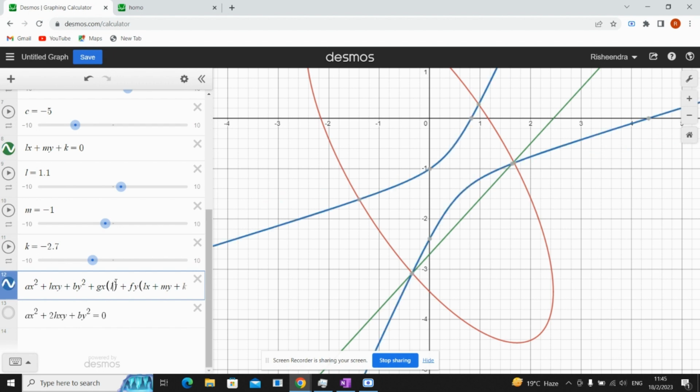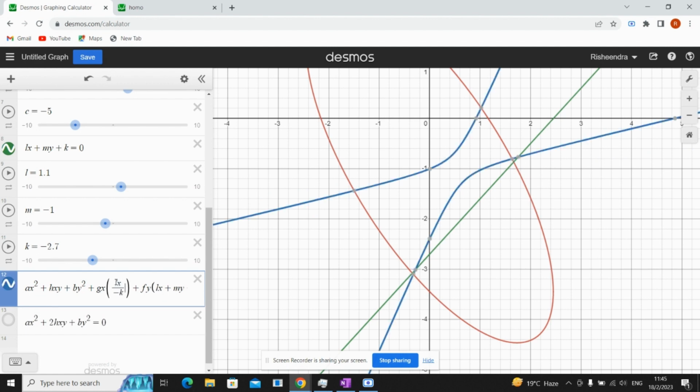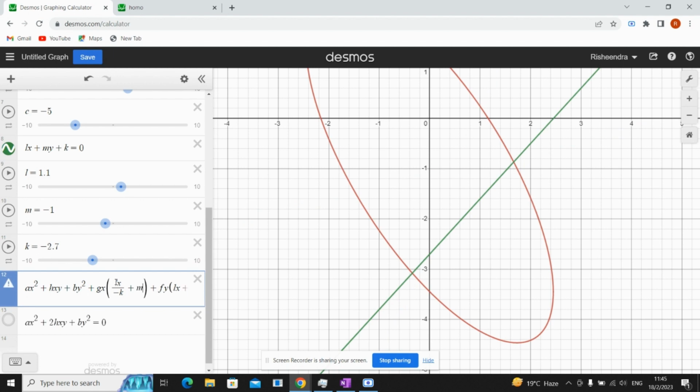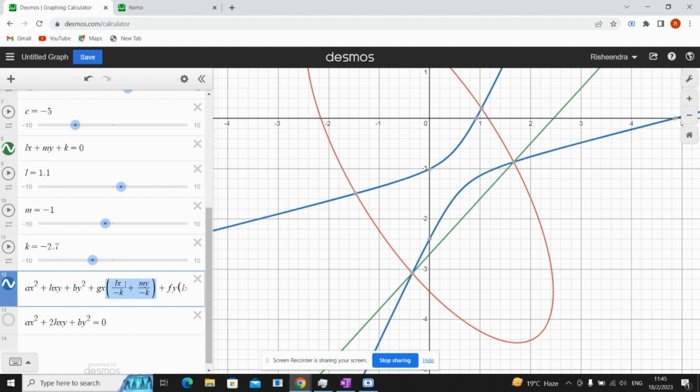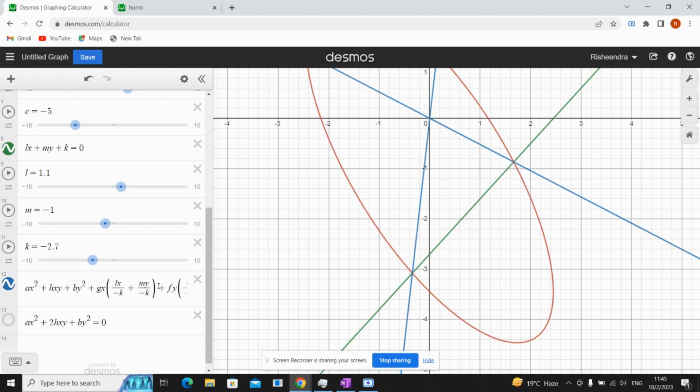So let's change the format into what we want: lx by minus k plus y over minus k. Let's copy this, Control C. Now look here. We arrived at this equation. Okay, lx by k. Look, this is the pair of straight lines which passes through the origin.